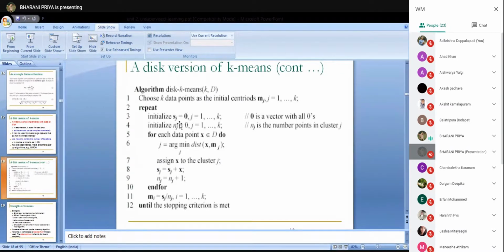So choose k data points and initialize a vector with 0 and initialize the number of points. For each data point, the minimum distance is calculated and assigned to the cluster. So at first, each data point is taken as a cluster and you merge these clusters according to the distance.